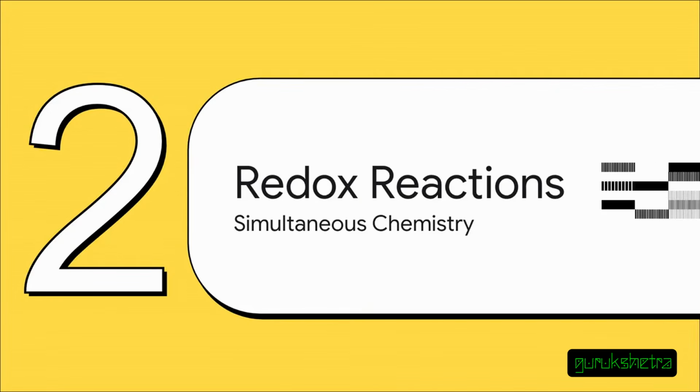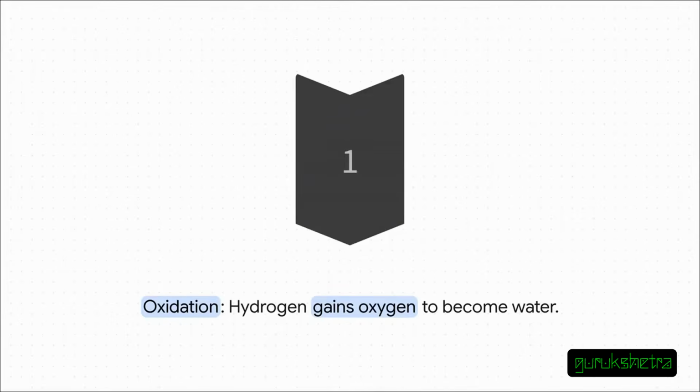Moving right along to Section 2, redox reactions in action, simultaneous chemistry. So, the really crucial point here is that oxidation and reduction are completely inseparable. You can't have one without the other. They are a redox pair that always happen together. Let's break down a classic reaction visually to see this in action.